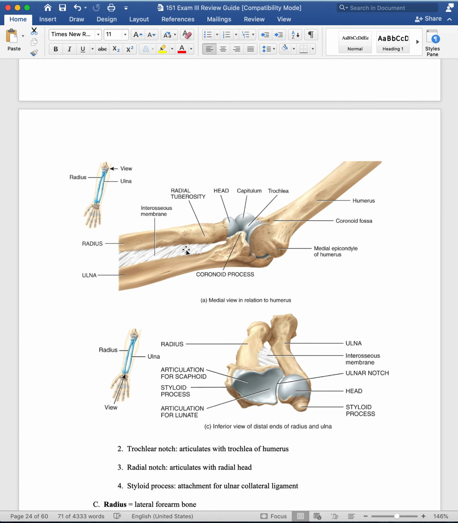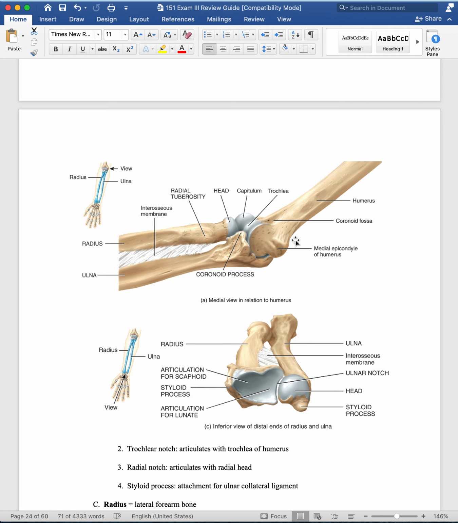Okay, again, looking at the elbow from a different direction. So here's the ulna. We have the olecranon of the elbow. It's going to have the trochlea of the humerus interacting with the olecranon and the coronoid process of the ulna. And then we have the capitulum interacting with the head of the radius. Here's the radial tuberosity, the interosseous membrane that connects these two.